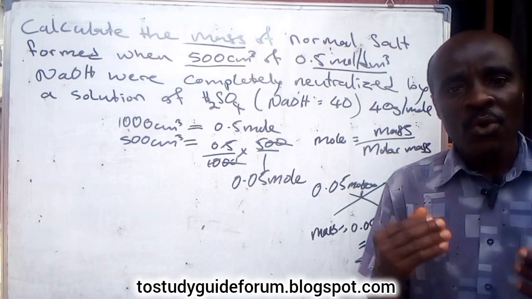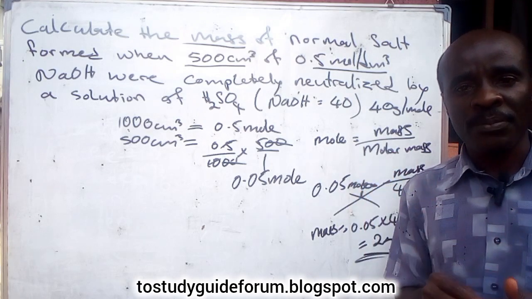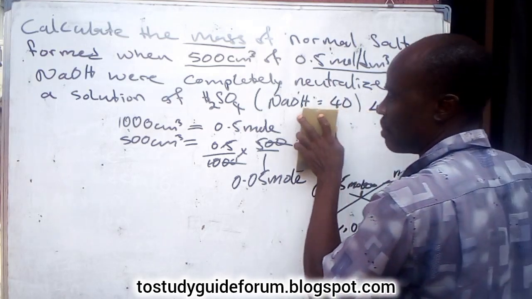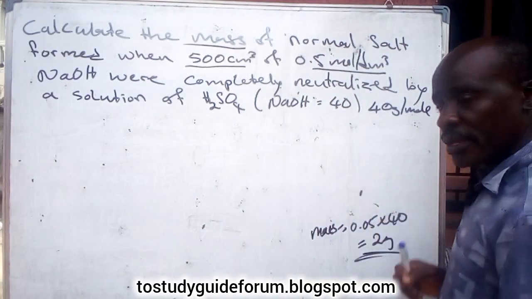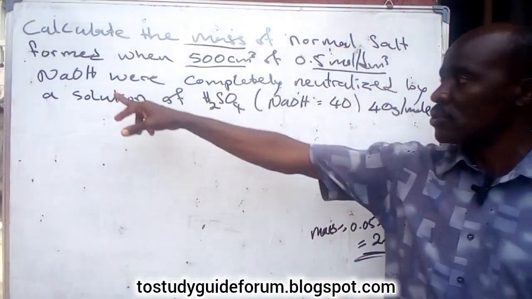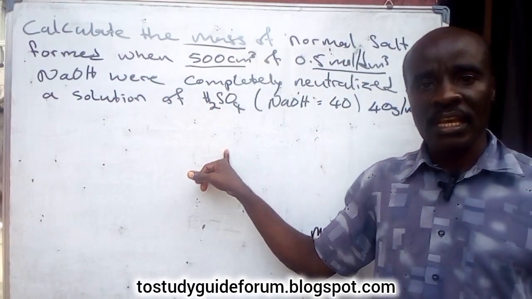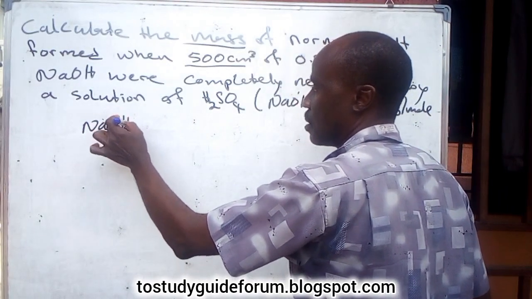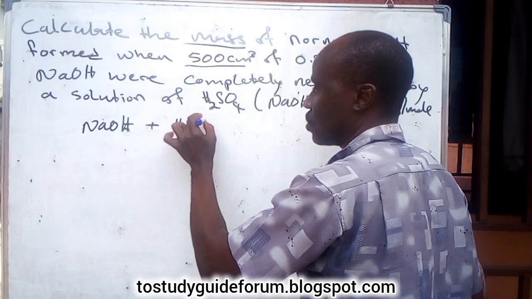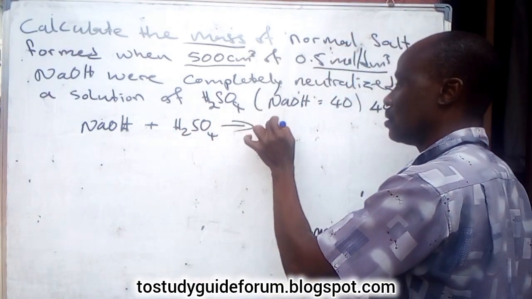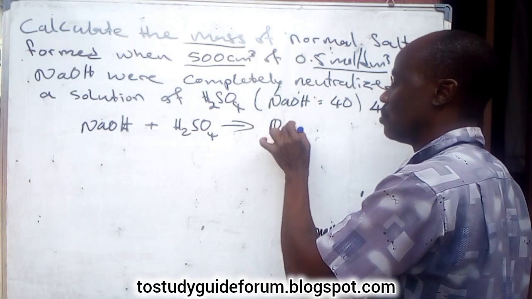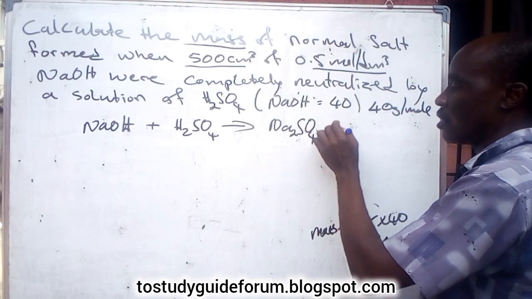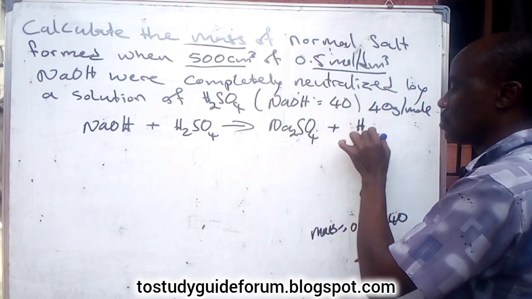Now we're going to compare the stoichiometric relationship that exists here. In every balanced chemical equation, that is a basic thing we can find. Let's look at the balanced chemical equation in order to know exactly what happened. In a balanced chemical equation of a reaction between sodium hydroxide and tetraoxosulfate(VI) acid, or sulfuric acid, we have sodium hydroxide reacting with sulfuric acid to give us sodium sulfate plus water.